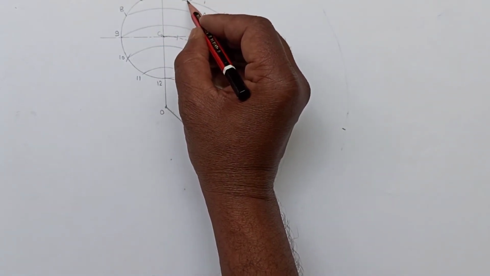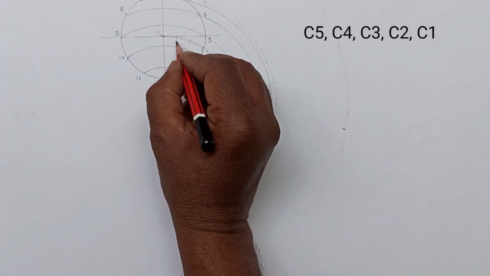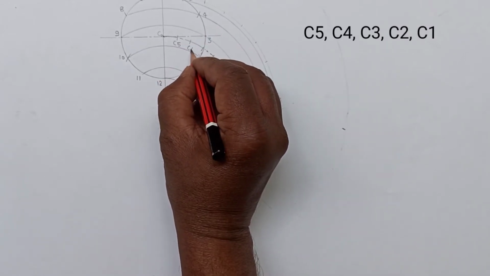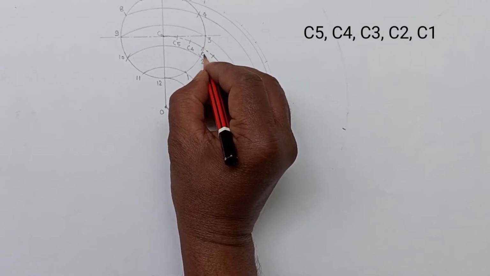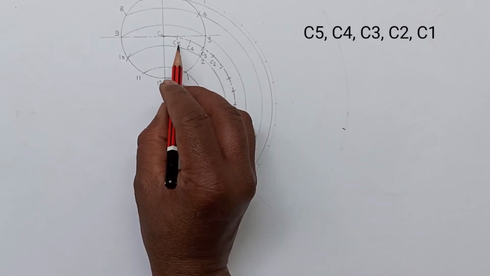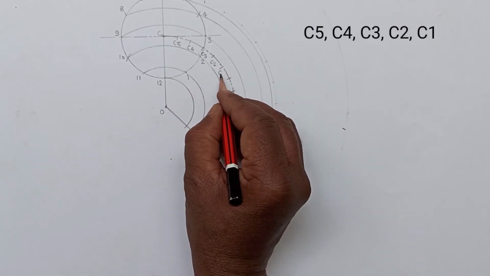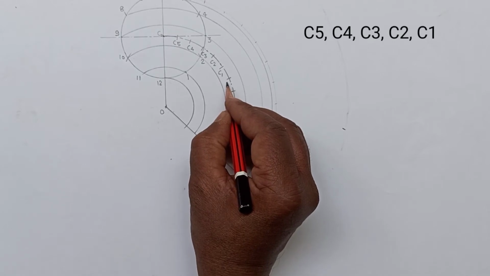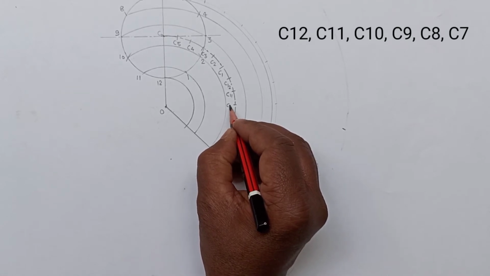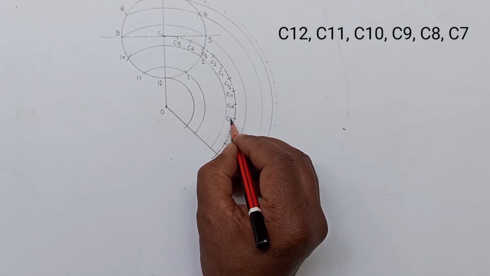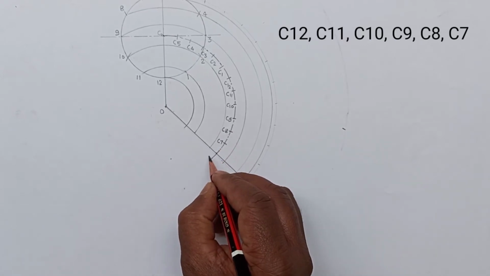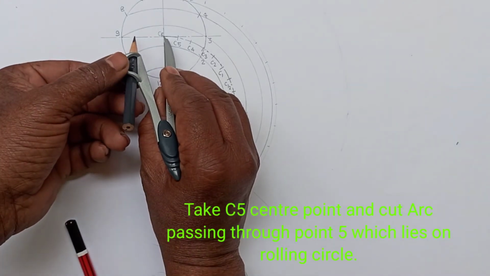Now here we have to take due care. Mark point C5 on the center line, C4, C3, C2, C1, C12, C11, C10, C9, C8, C7 and finally will be C6.